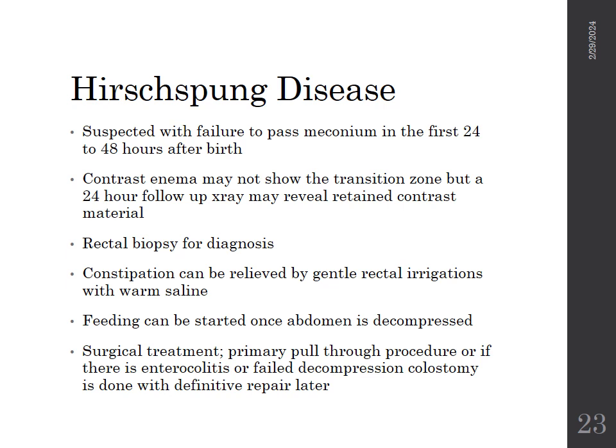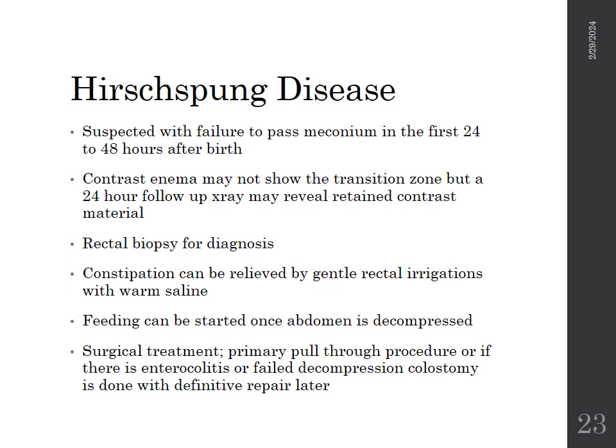Starting to talk about Hirschsprung disease. Hirschsprung disease, most of us know it. We need to suspect it with failure to pass meconium in the first 24 to 48 hours after birth. This is very important because lately we've noticed in many NICUs, maybe because of the early discharge of the babies, there is no record of this.